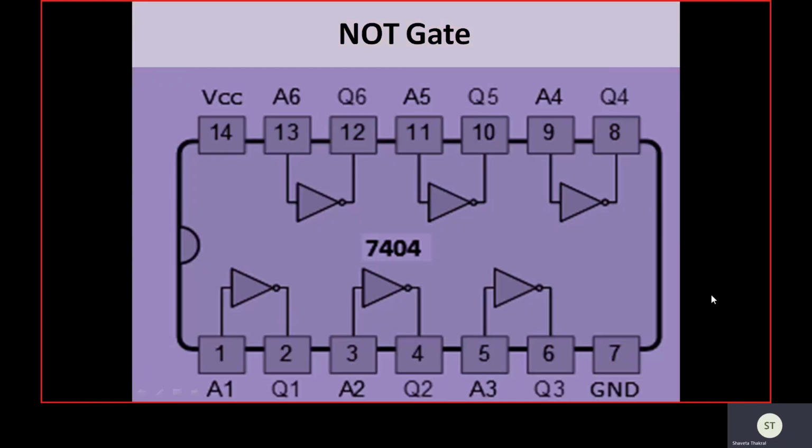And this is the IC diagram for the NOT gate. The IC number is 7404. Again, pin number 7 needs to be connected to ground. Pin number 14 needs to be connected to supply, and the rest we have 12 pins that can accommodate a total of 6 NOT gates, because the NOT gate requires one input line and one output line. So 12 pins can accommodate a total of 6 NOT gates. That's why this is called the hex inverter IC.